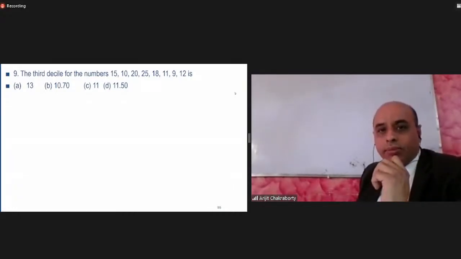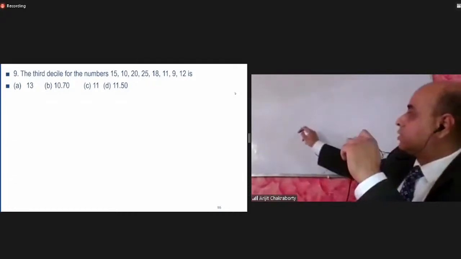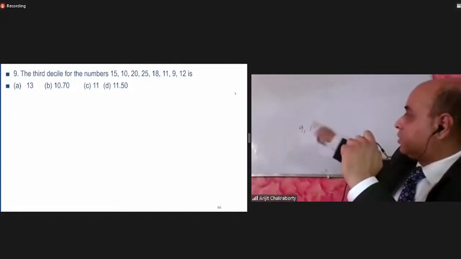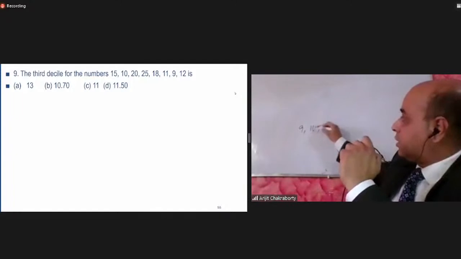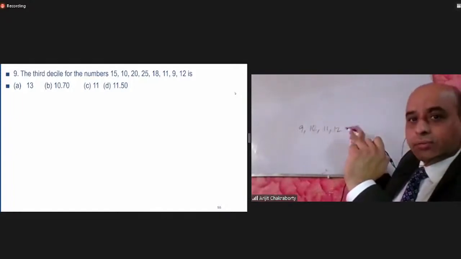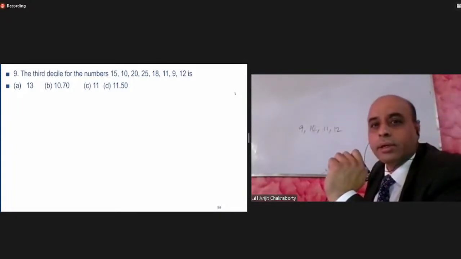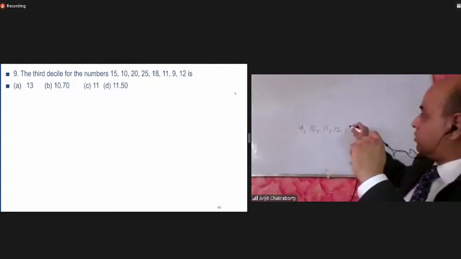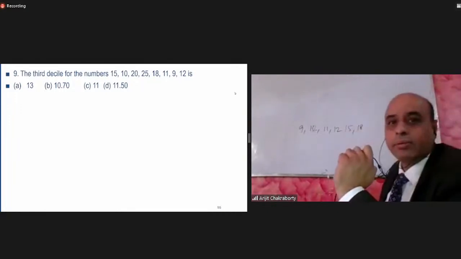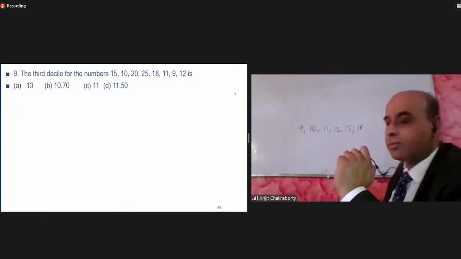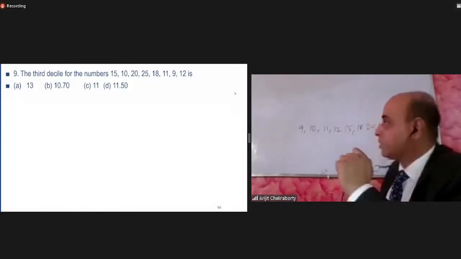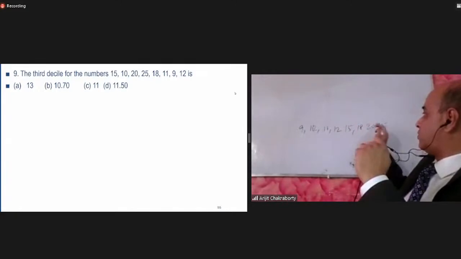Third decile for these numbers: 15, 10, 20, 50, 25. Again, we will arrange it in increasing order. 9, 10, 11, 12. Then the next highest numbers are 15, 18. And then we have 20 and 25. How many numbers? 1, 2, 3, 4, 5, 6, 7, 8 numbers.